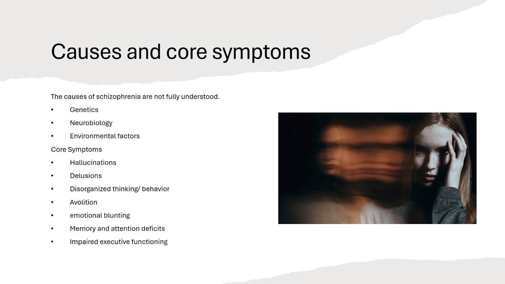Some core symptoms. There's actually three types. There's positive, which adds on to a person's experiences of schizophrenia, such as hallucinations and delusions, also disorganized thinking or disorganized behavior. There's also negative symptoms, which can take away from a person's experiences, such as avolition and emotional blunting. And finally, there is cognitive symptoms which affect the brain, such as memory and attention deficits and impaired executive functioning.